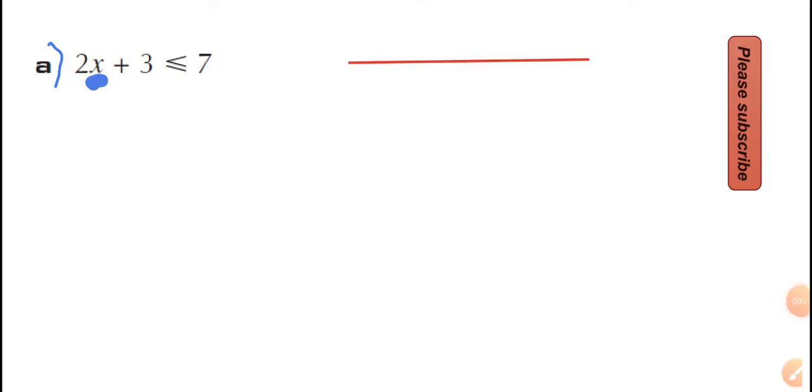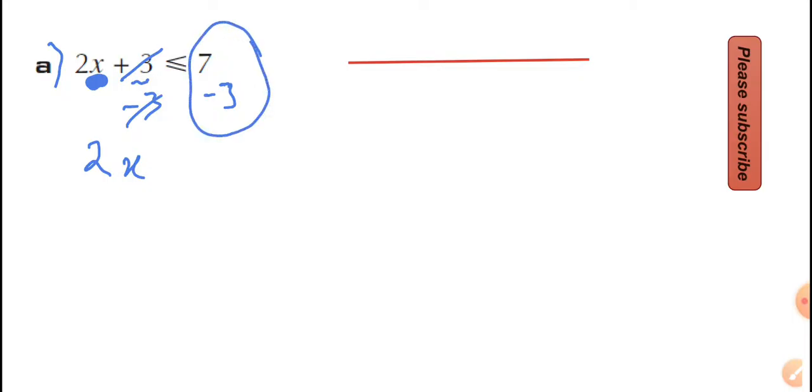The first thing we have to get rid of is this plus 3. So to get rid of the plus 3, we'll have to take away 3 here, and then we'll have to take away 3 here as well. On the left hand side, the plus 3 and the minus 3 cancel out, leaving us with just the 2x. And on the right hand side, we're going to do 7 take away 3, which is 4. And just copy the sign down.